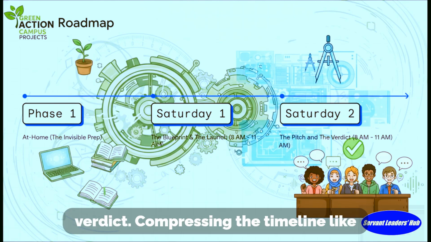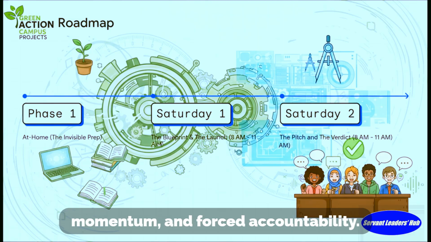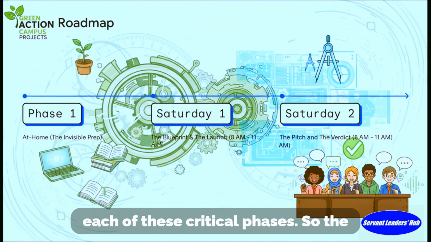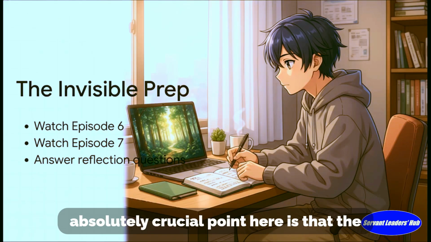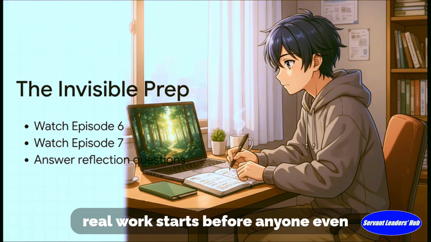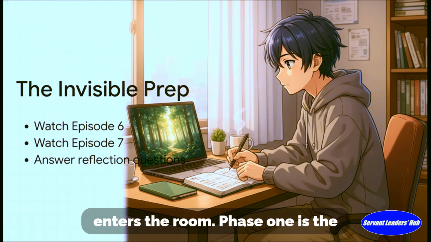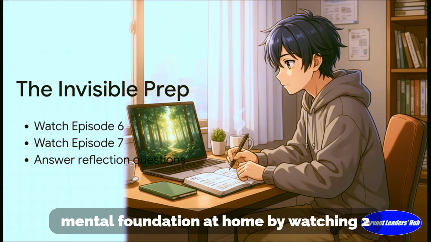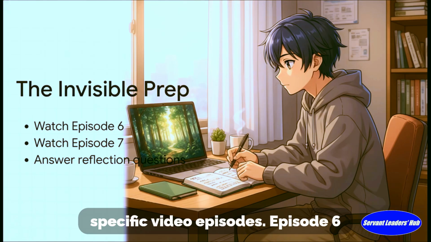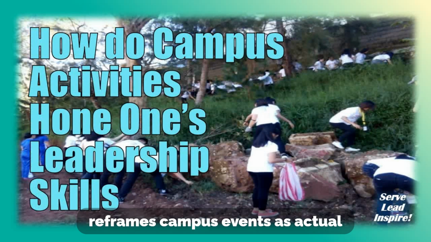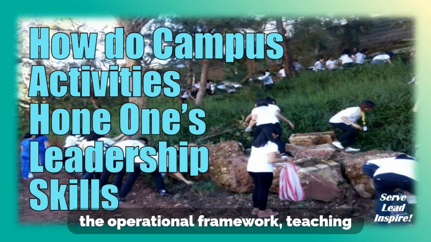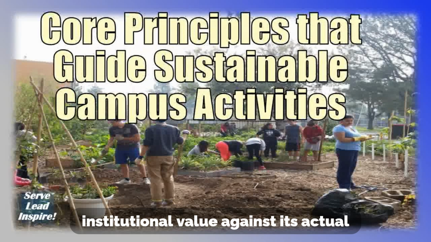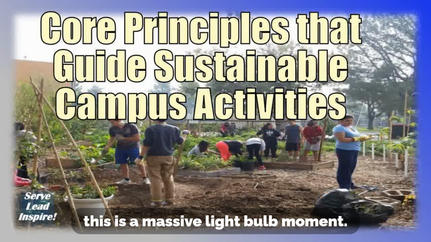Compressing the timeline like this creates immediate urgency, massive momentum, and forced accountability. Let's break down exactly what happens in each of these critical phases. So, the absolutely crucial point here is that the real work starts before anyone even enters the room. Phase 1 is the invisible prep. Participants lay a mental foundation at home by watching 2 specific video episodes. Episode 6 reframes campus events as actual leadership laboratories. Episode 7 sets the operational framework, teaching students how to weigh an activity's institutional value against its actual environmental footprint.